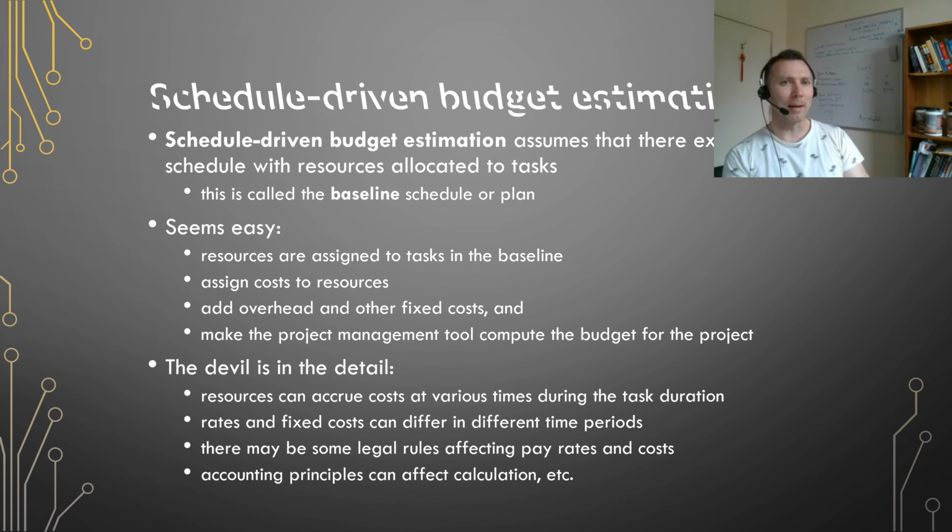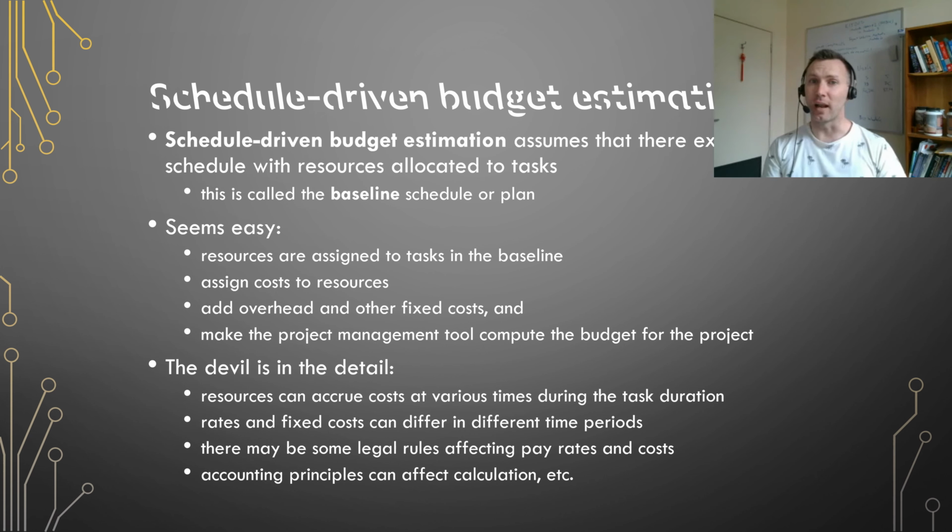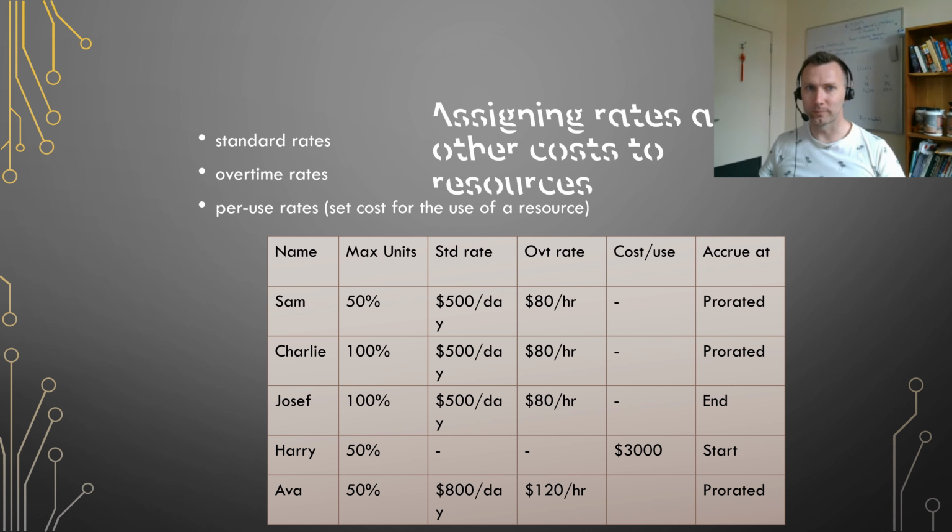Resource costs can come at different times in a task. Resource costs different amounts at different times. The law affects what you can do, and there are some accounting rules that will impact everything too. It seems simple, but it's not.